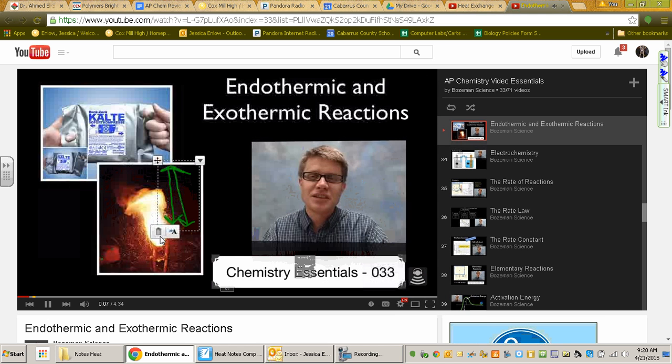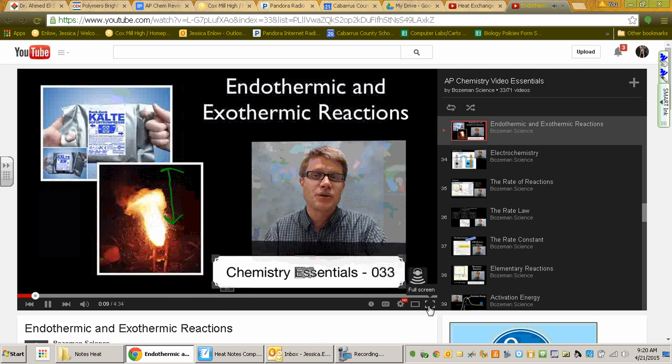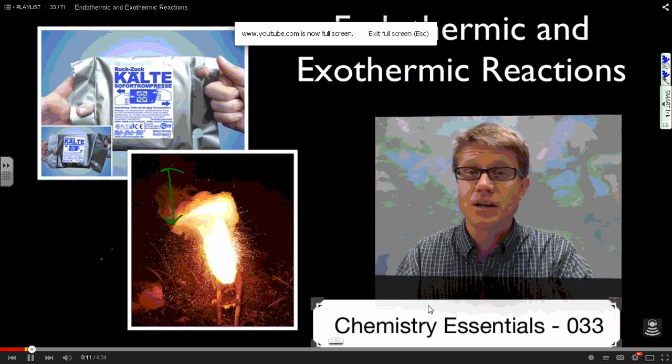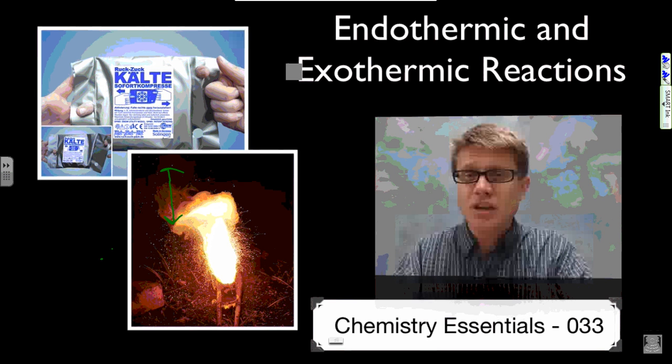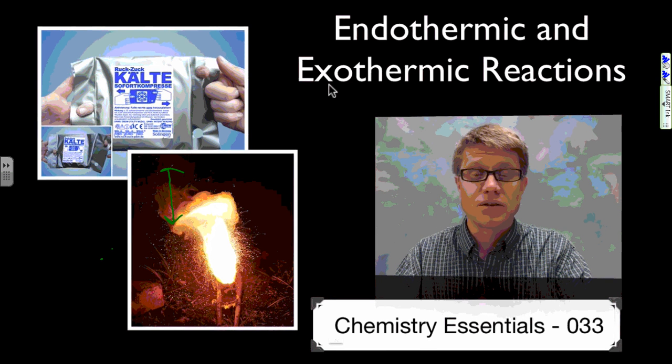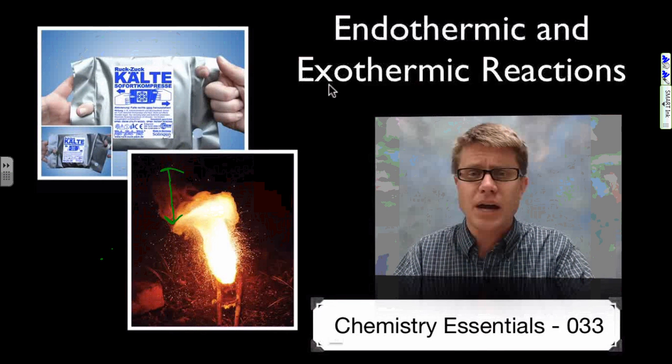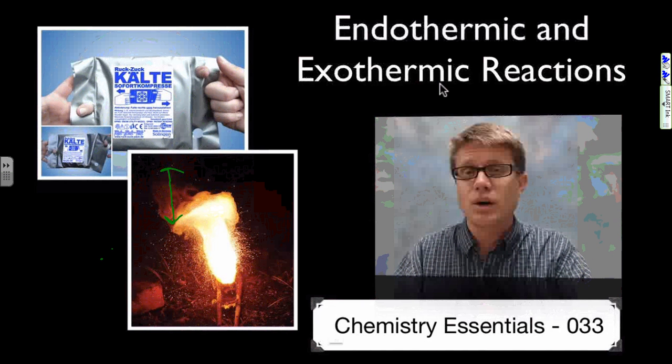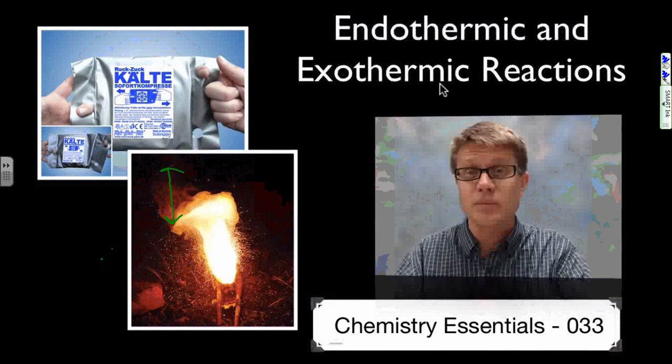Hi, it's Mr. Anderson, and this is Chemistry Essentials video 33. It's on endothermic and exothermic reactions. If you understand that therm means heat and exo means to exit or to move out, it's pretty easy to break down these reactions. So an exothermic reaction would be one where heat is being released from the reaction.